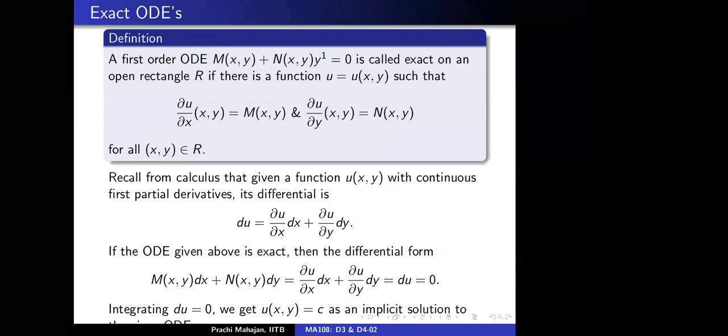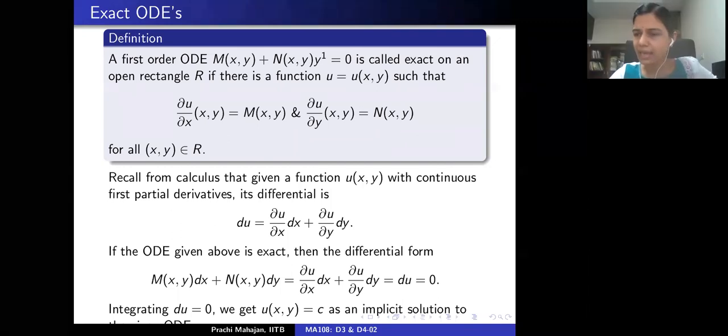Ma'am, can you please repeat this part from du equal to ∂u by ∂x? I will. Thank you, ma'am. Yeah, I will. I'll just give you a minute to ponder over it, and I will certainly repeat.